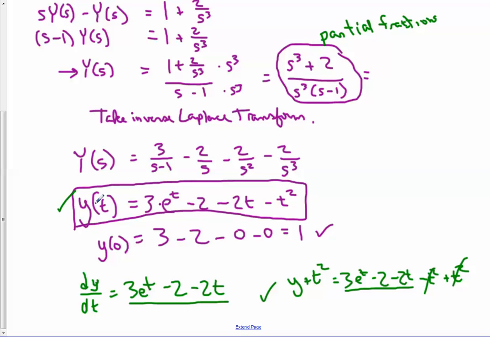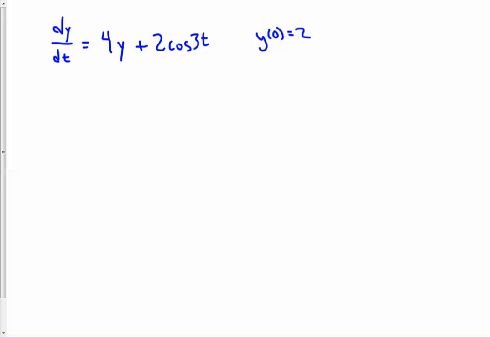Okay, let's do another one. Here you go. Again, first order. We're just doing first order now. You can see it's linear and constant coefficient, but now the non-homogeneous term is a trig function. Here's our initial condition. All right, so we take the Laplace transform of both sides.